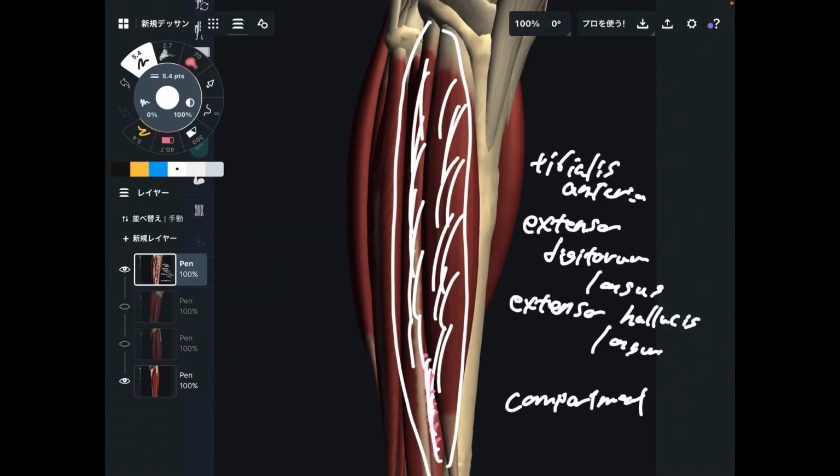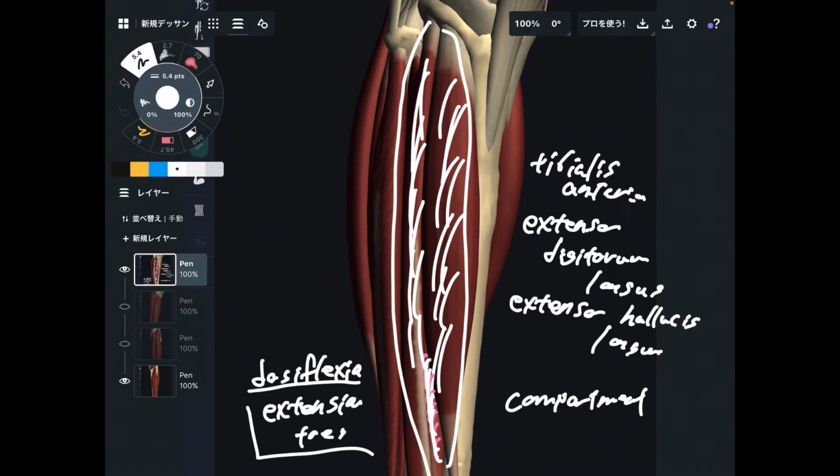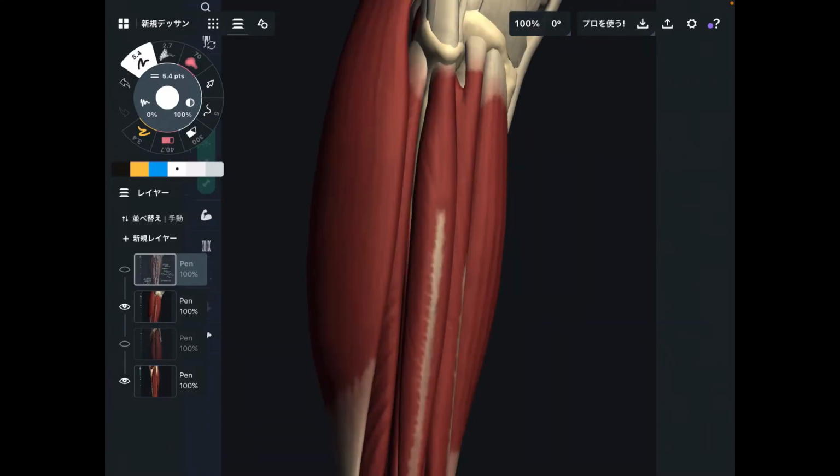The common function of these 3 muscles is dorsiflexion, and extensor digitorum longus and extensor hallucis longus do extension of toes. There are slightly a few more minor movements, but I want to focus on the major movements, which is dorsiflexion and extension of toes. This is anterior compartment. And let's go to lateral compartment.